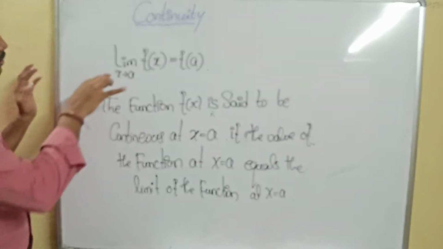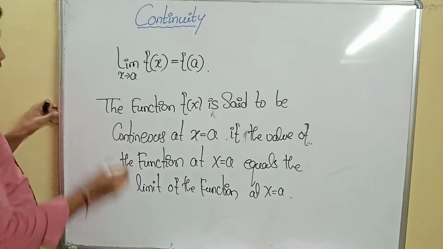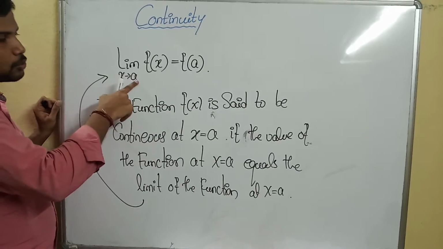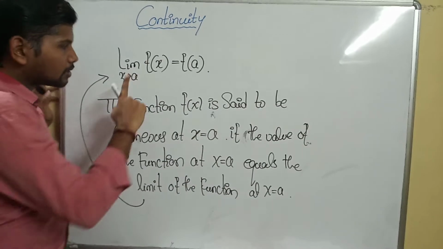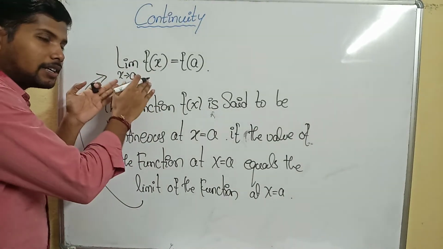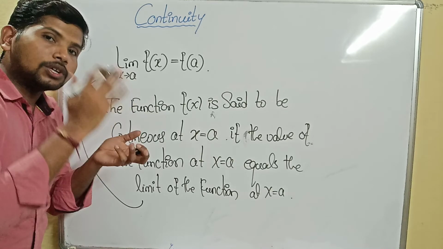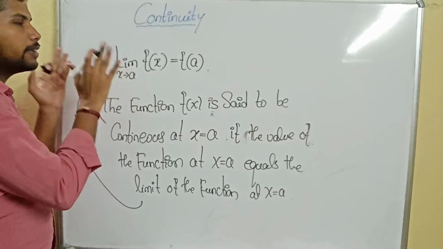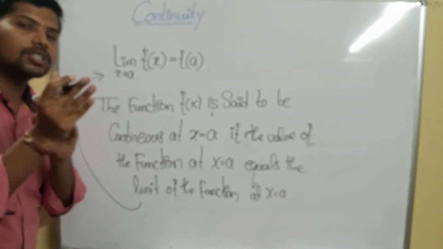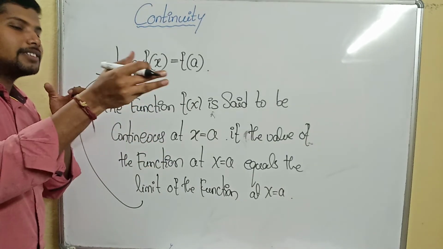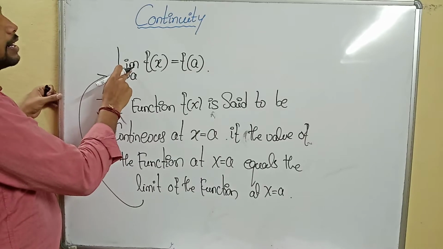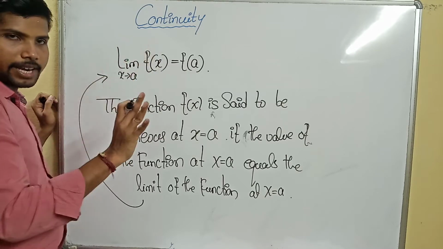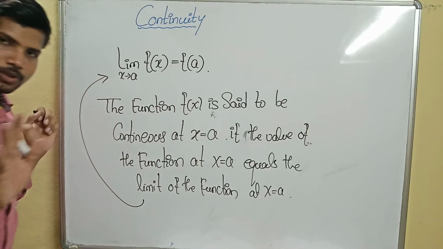What does the limit of the function mean? The limit of f of x as x tends to a is equal to f of a. It means that when LHL equals RHL at that point, only then can we say it is continuous. A function is said to be continuous at x equal to a whenever the limit of f of x as x tends to a is equal to f of a. Got the point clearly? Is it okay?